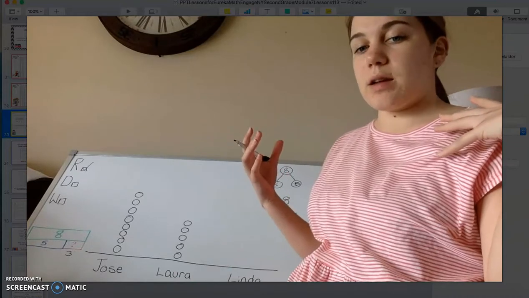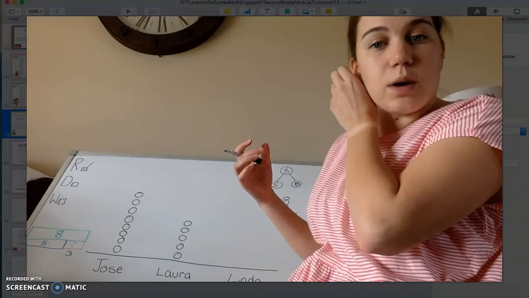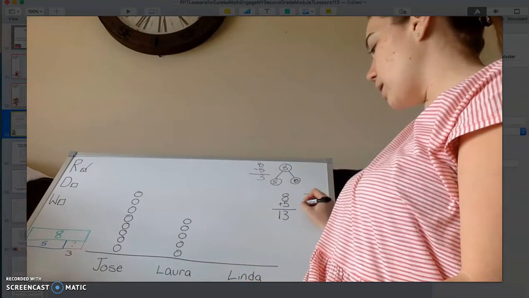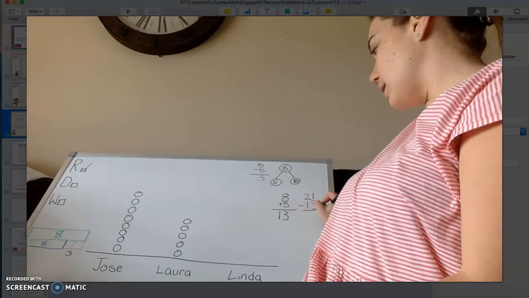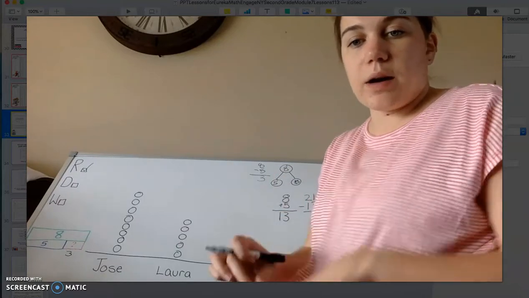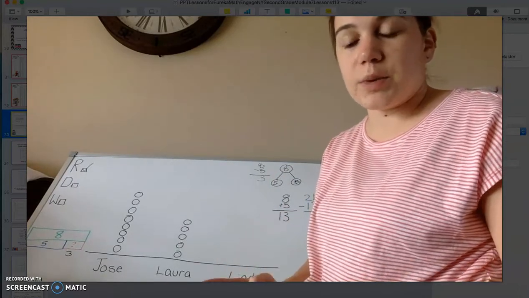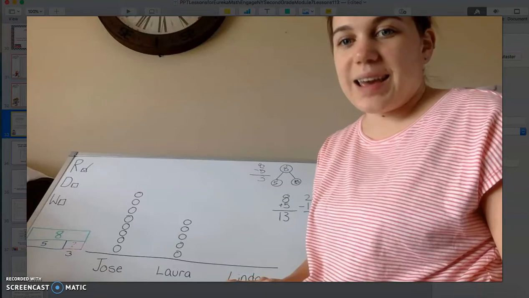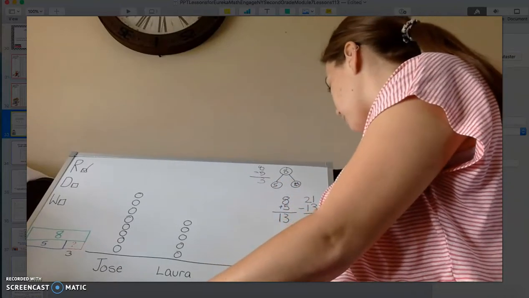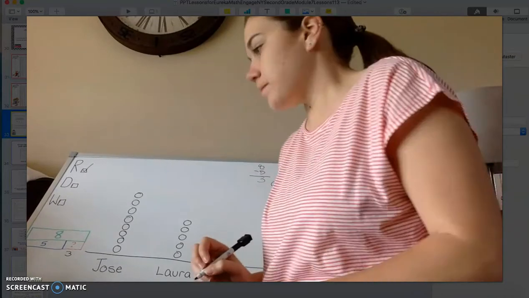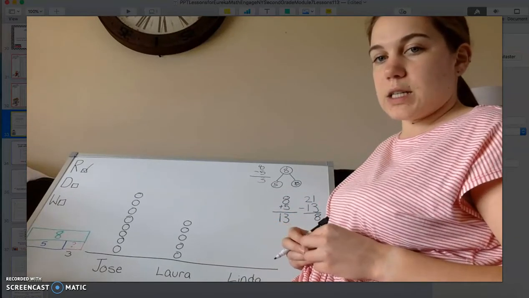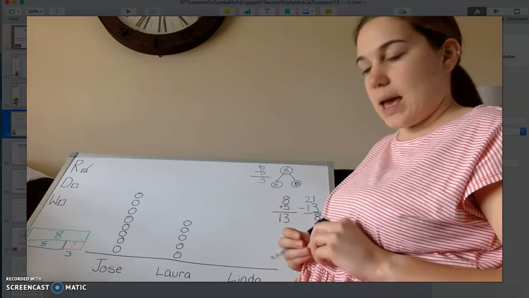But they know that altogether, the 3 of them have read 21 books. So now we need to figure out how many Linda has read. So we do 21 minus 13. I want you to use a place value chart to figure that out on your own. I'm going to write the answer up here. So once you're ready, you can play the video again and get started and see what the answer is to check your work. So 21 minus 13 is 8. So Linda has read 8 books.